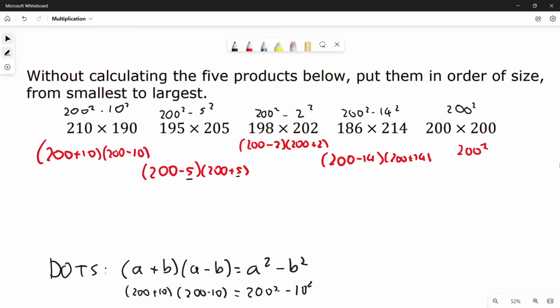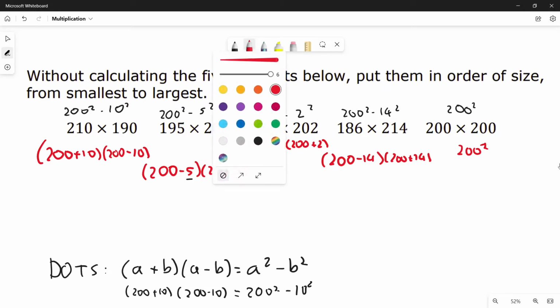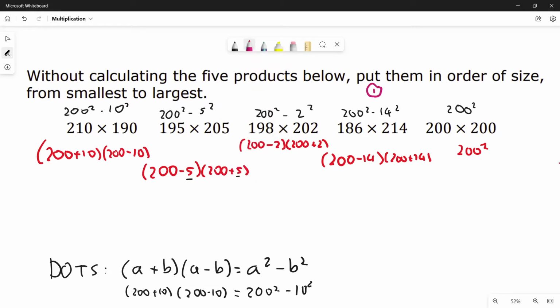So if we want to start with the smallest, let's change colour. The smallest, well, that's going to be this one. This is our smallest because I'm taking away 14 squared from 200 squared. Then it's going to be this one because I'm taking away 10 squared. Then this one. Then this one. And finally, our biggest one is just 200 squared because I'm not taking anything away.